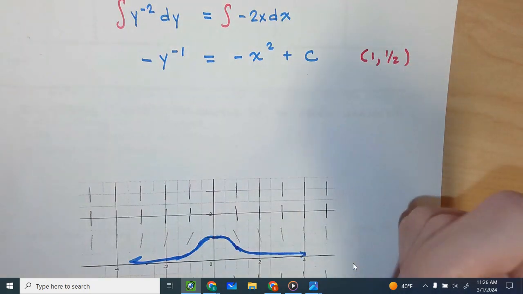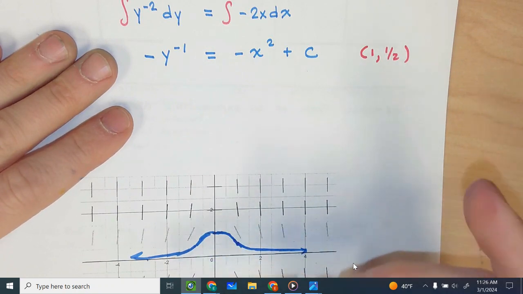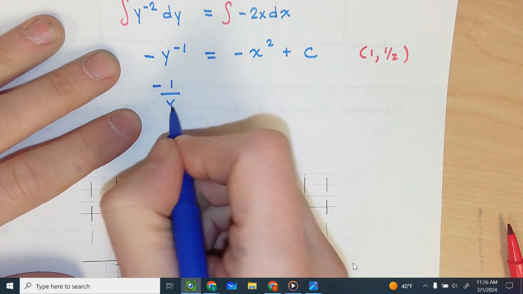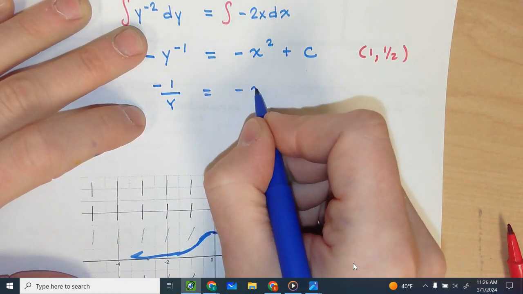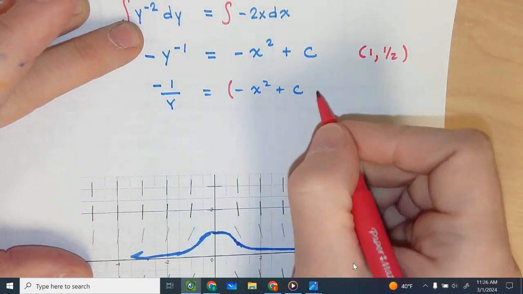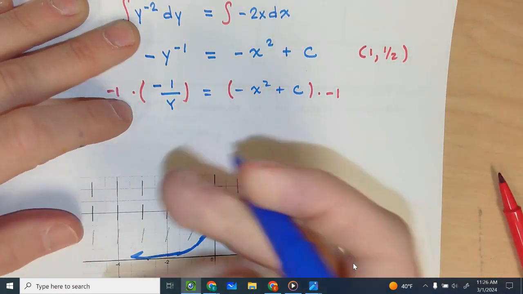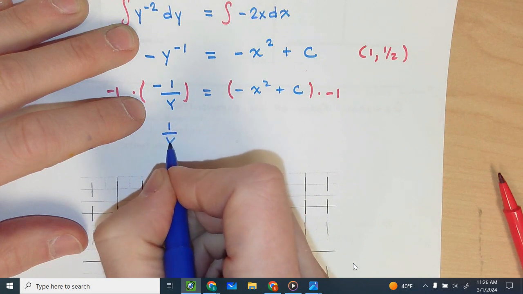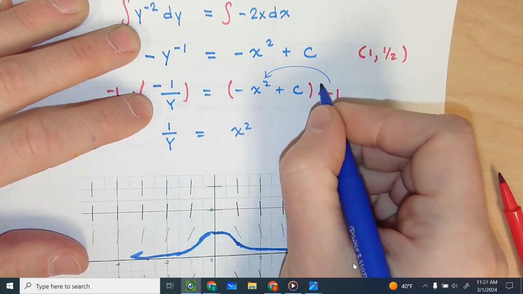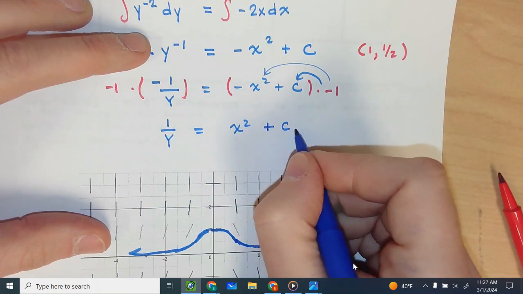To get the actual equation, hey, let me emphasize one more time. You don't have to know how to do this yet. I'm just showing you. Negative 1 over 1 is equal to negative x squared plus c. And then I'm going to take both sides and multiply by negative 1, which gives us 1 over y. On the other side, when we distribute, we get x squared. Here, rather than writing minus c, because I don't like negatives, I'm just going to say plus a new constant.